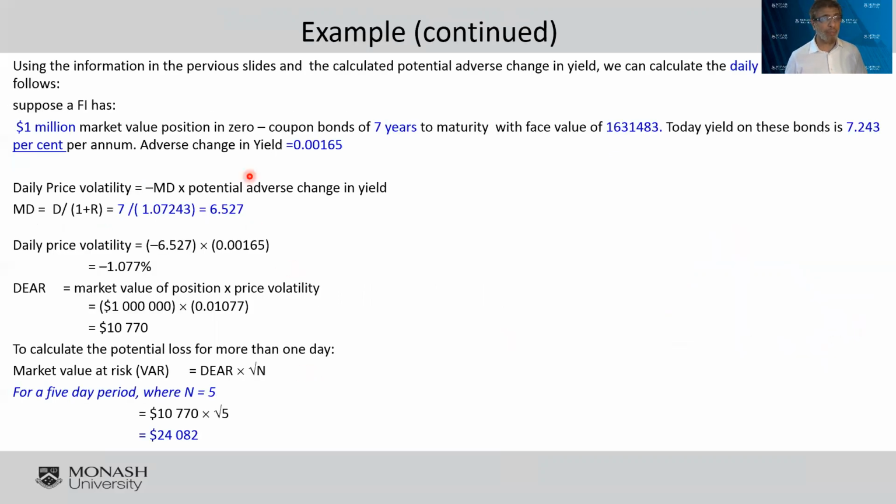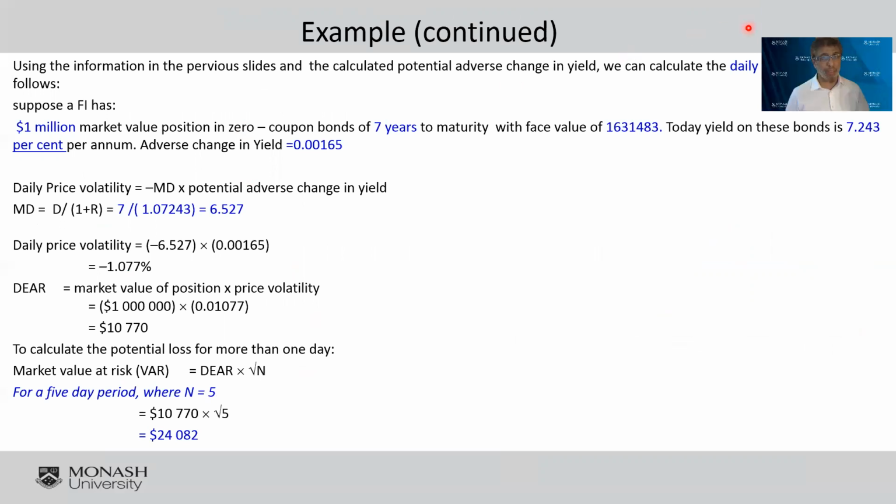Now let's take this example using the information in the previous slides. I just gave you this background in econometrics, and I don't want you to worry about it, just to understand the concept. So the concept here is, using the information in the previous slides, calculate the potential adverse change in yield. We can calculate the daily price volatility first. So assume we have a holding of 1 million market value position in 0 coupon bonds. It has 7 years maturity with a face value, after 7 years, of 1,631,000.